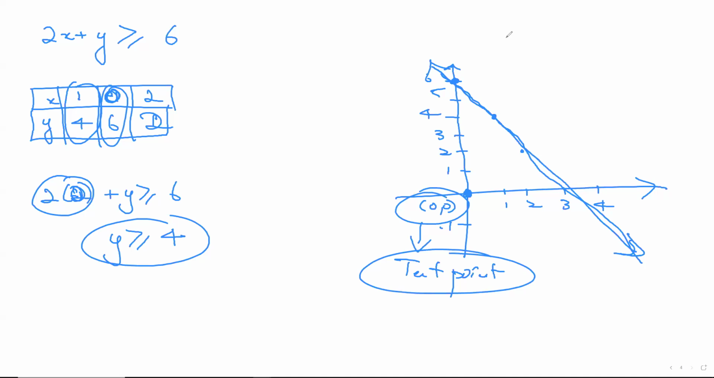Now, what you'll do, take the test point, substitute back in the question. So it'll be 2 into 0 plus y into 0 is equal to, copy paste it. What is 2 into 0? 0. Why?